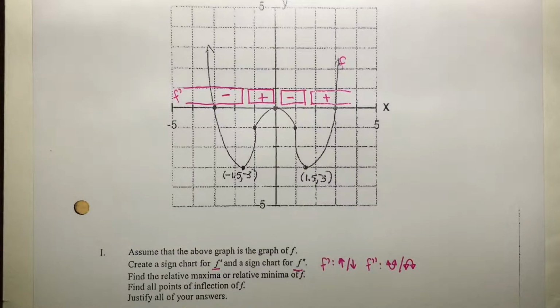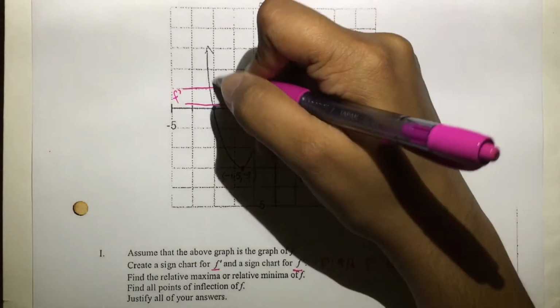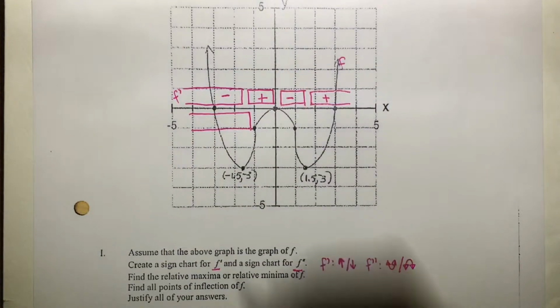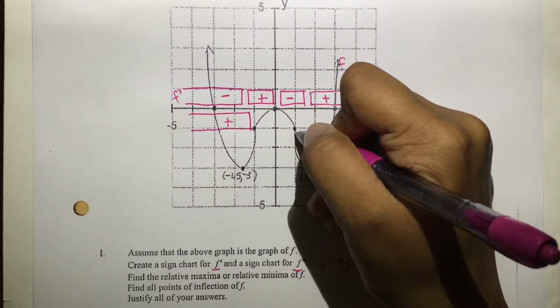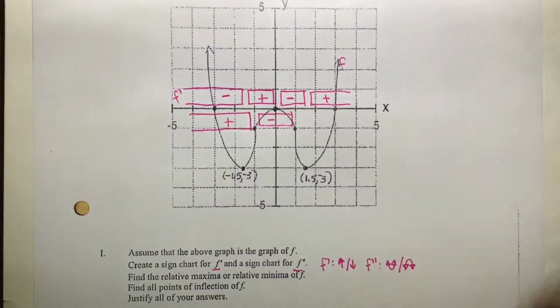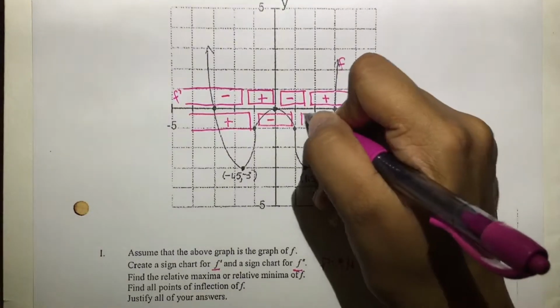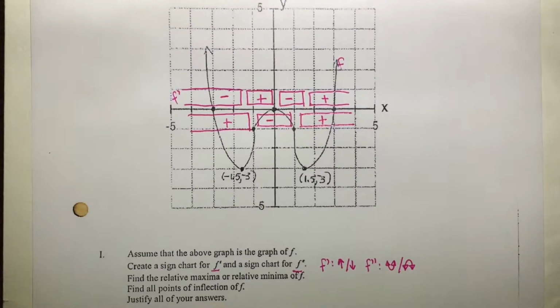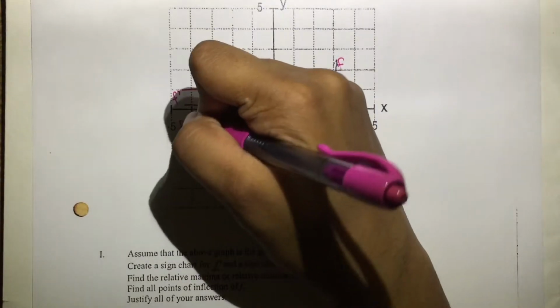Now let's move on to the f double prime sign chart. We know that the graph is concave up until a certain point, so we can split up the graph right there. And we can make that positive because the graph is concave up. Next, we can see that the graph is concave down up until the point 1, negative 1, so let's put a negative within that interval. And finally, the graph is concave up for the rest of the function, so we can make the rest of the interval positive. And that is for the f double prime graph.